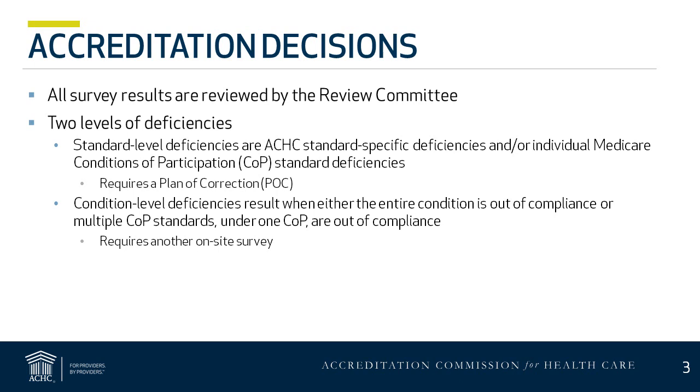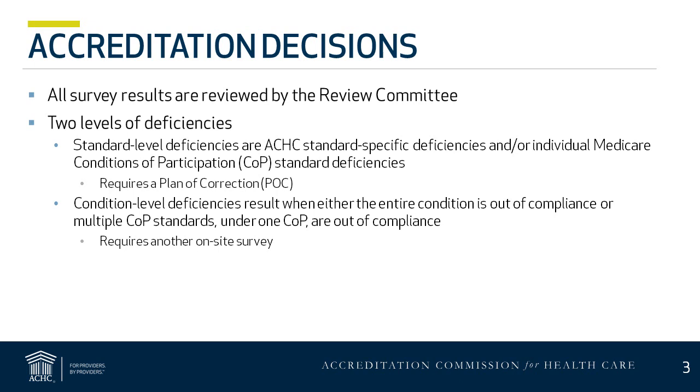Deficiencies are cited at two levels: standard level and condition level. Standard level deficiencies are deficiencies that are considered random. They're not considered a systemic issue with that Medicare condition of participation. We also only cite the ACHC-only requirements at the standard level. All that is required after survey, if you have standard level deficiencies, is a plan of correction, which we'll go over in a few minutes.